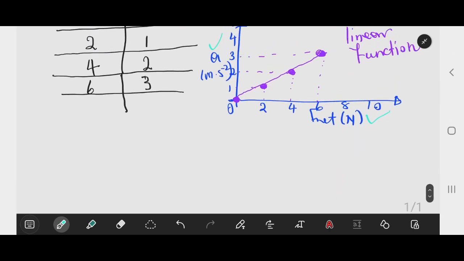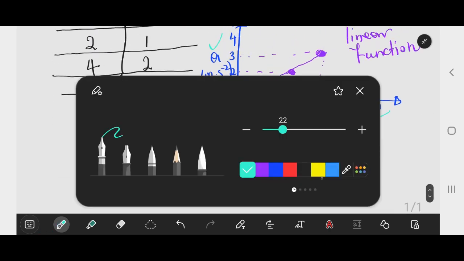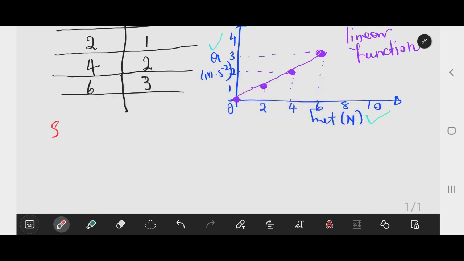So we have a few steps that we have to follow. Step number 1, you have to identify what type of graph you are dealing with. And in this case, it is a linear graph, right? And that linear graph is y equals mx plus c, right?